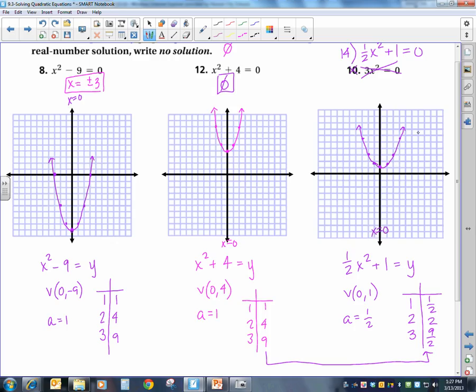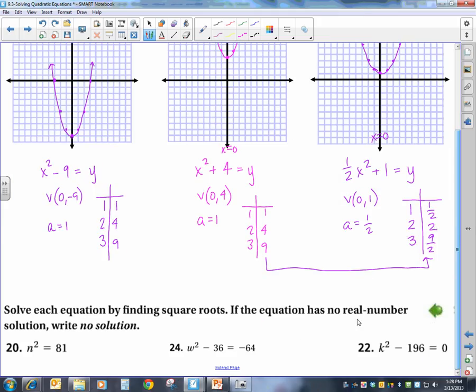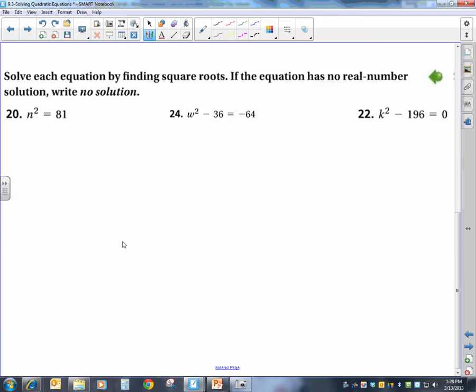Because I don't know where it crosses next. Again, I'm looking for where it crosses the x-axis and it doesn't. So again, I have no solution. But that was just to give you another example of how to graph. So those are the graphing examples. Now let's look at it algebraically, and then I will stop.